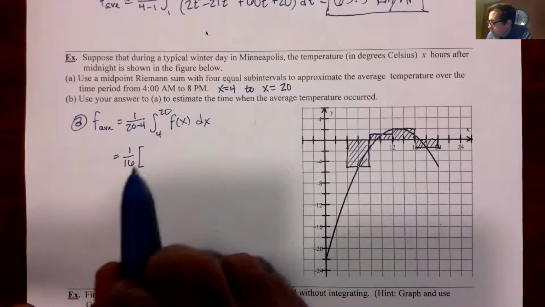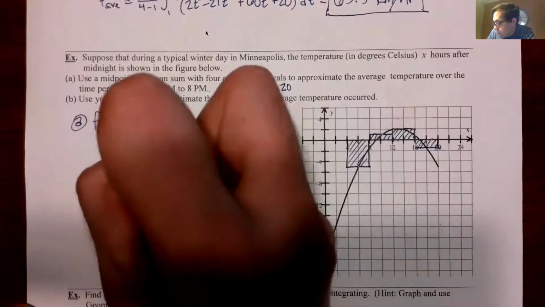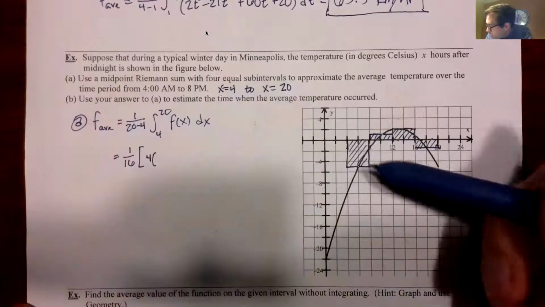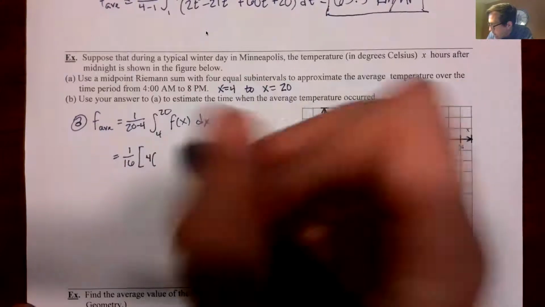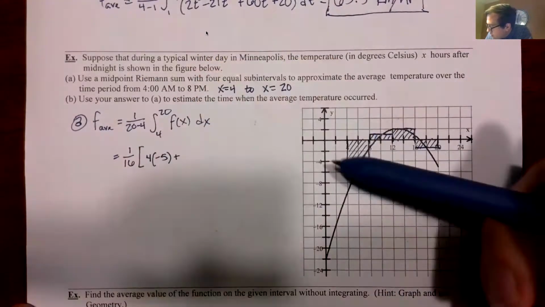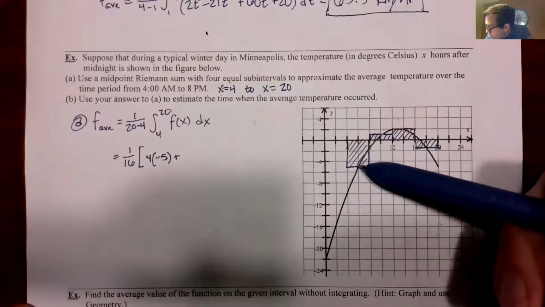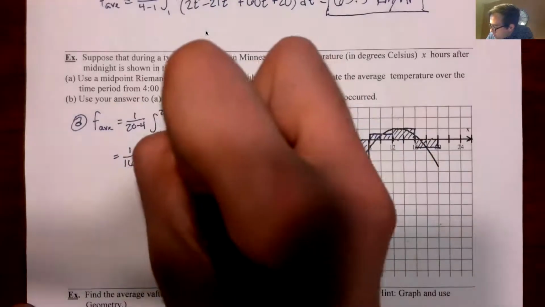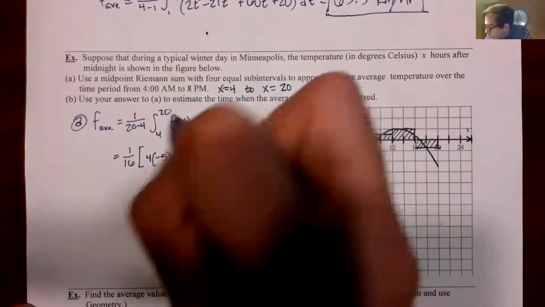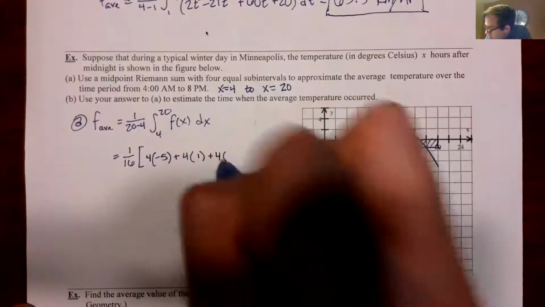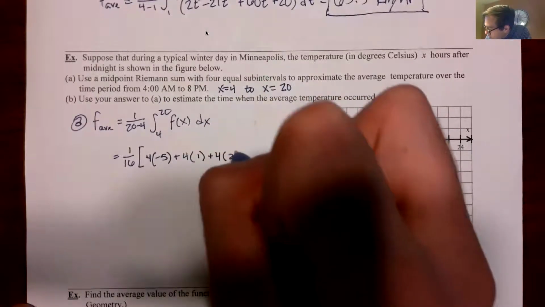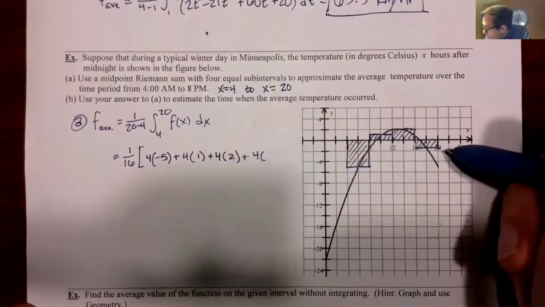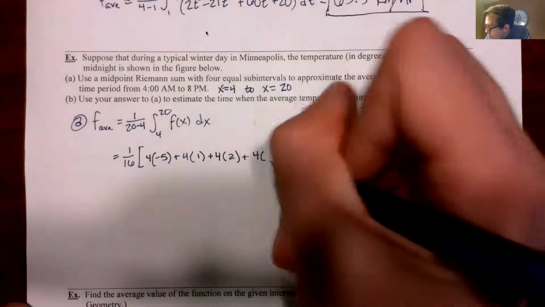So let's see. For the first bar, we are always going to have a width of 4. And this y value right here, I think, is right around -5. Because it goes 4, 5, 6, 7, 8. So it's right around halfway between -4 and -6. The next bar has a width of 4 and a height of about 1. The next one has a height of approximately 2. And the last one, maybe that is close to, I don't know, -1.5.